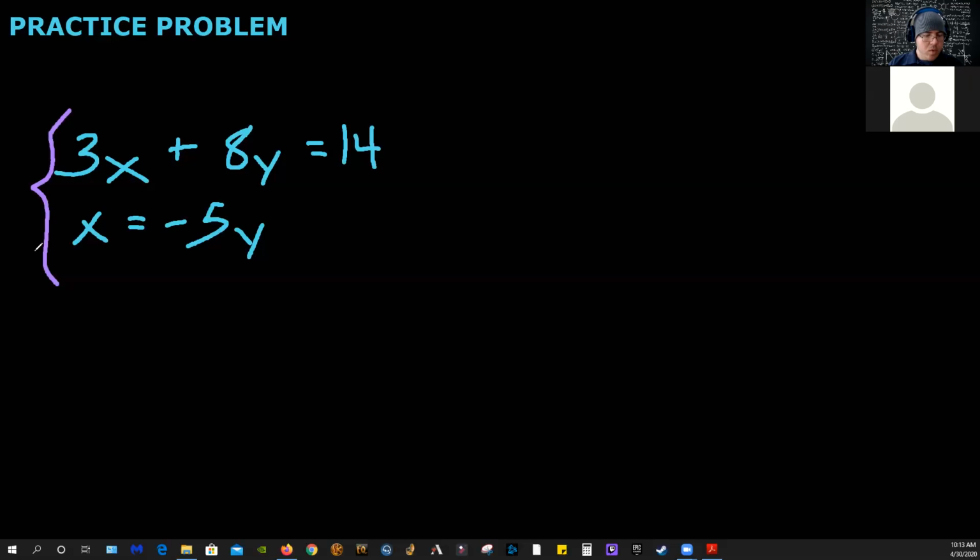Here's our system. What that means is that these two equations represent two different lines that go through the same graph, and we want to find the xy value where they crisscross. So here's what we're going to do. Since we know that x is equal to -5y, we can take this and replace or substitute it in for the x in the other sentence. So we'll rewrite this one as 3, but instead of putting an x, we'll put this. So 3 times -5y.